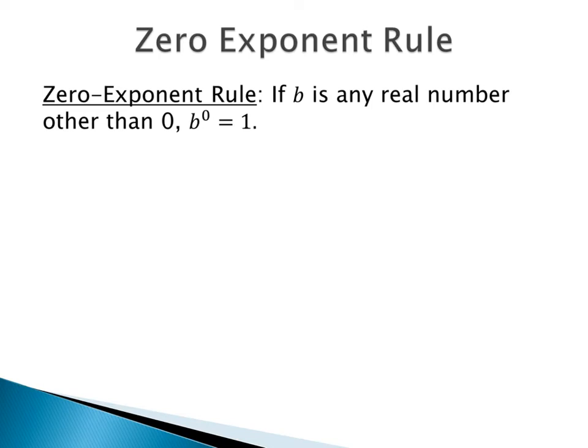Next, we have our zero exponent rule. If b is any real number other than 0, b to the 0 is equal to 1. So just that idea that a number other than 0 raised to the 0 power is equal to 1.